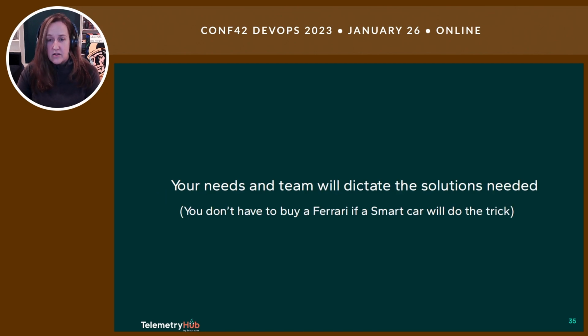And again, your needs and your team will really dictate the solution needed. So you can start very simply and small if that's what your team needs. You don't need to go all in and buy the most expensive, shiniest thing. It's not necessarily better for what you're trying to accomplish. So you really need to evaluate and choose the right solutions for you, be that something that a vendor provides or something that you can build and maintain in-house. It really depends on your specific situation. There's not just a one-size-fits-all approach for this.